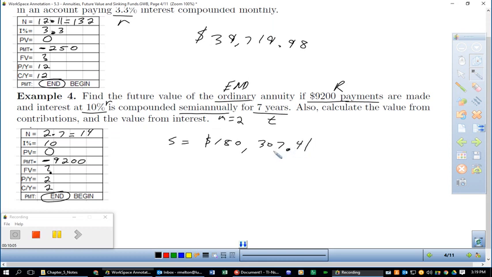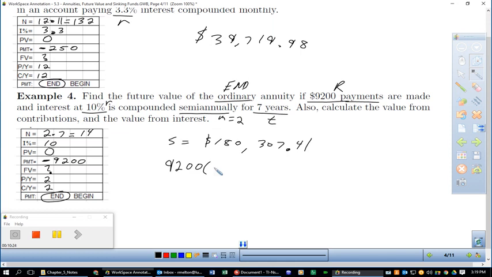Okay, of course, rounding there. Now, but that's not all we're asked. We're asked to find the future value. Check. Also, calculate the value from contributions. That means how much did we actually put into this account? Well, we put in $9,200.